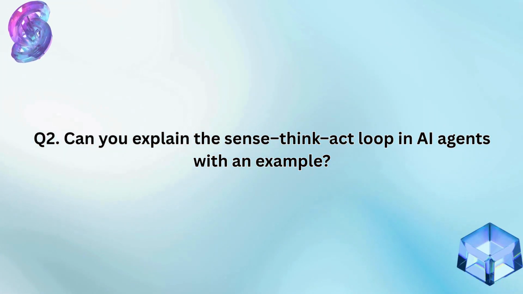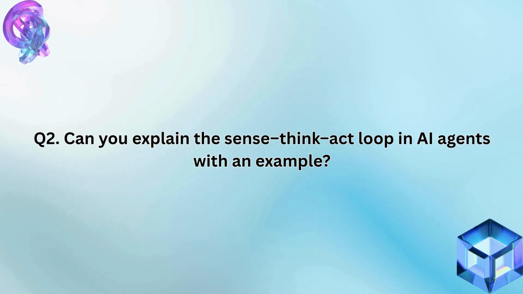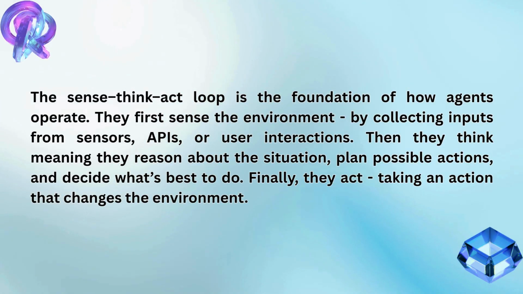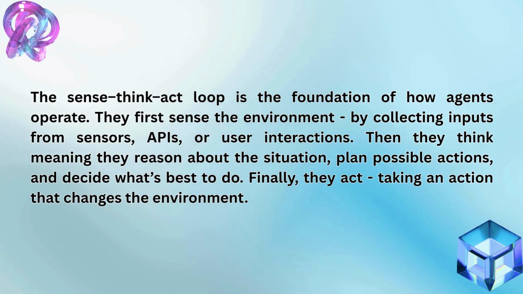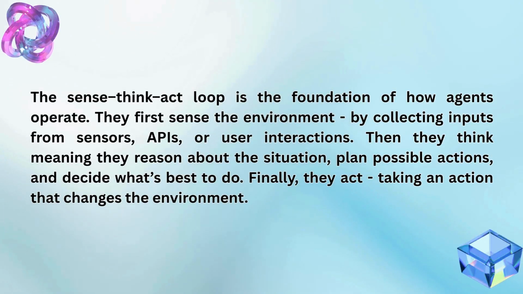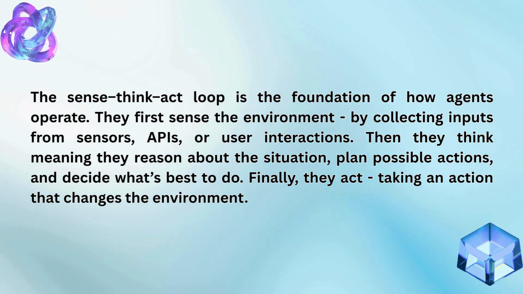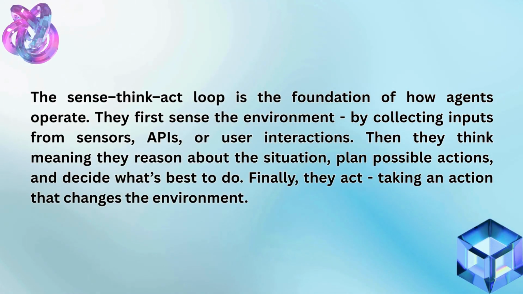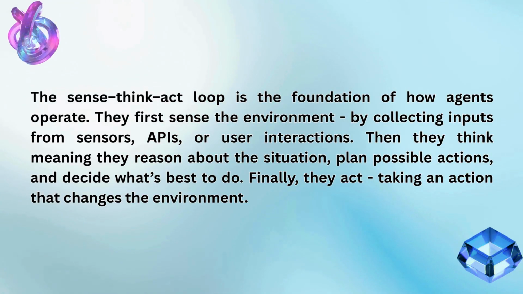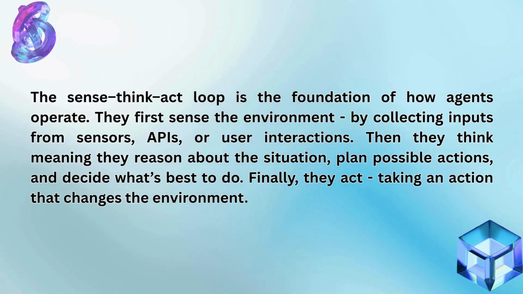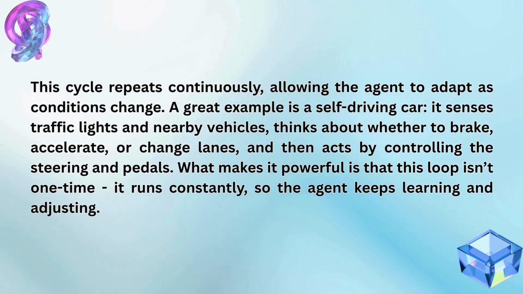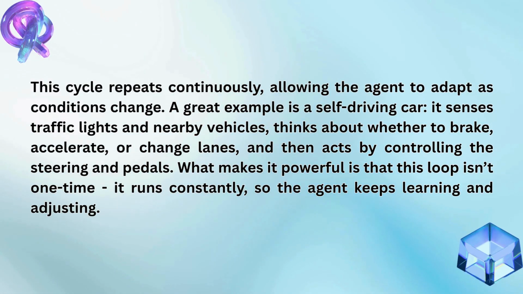Can you explain the sense-think-act loop in AI agents with an example? The sense-think-act loop is the foundation of how agents operate. They first sense the environment by collecting inputs from sensors, APIs, or user interactions. Then they think, meaning they reason about the situation, plan possible actions, and decide what's best to do. Finally, they act, taking an action that changes the environment. This cycle repeats continuously, allowing the agent to adapt as conditions change.